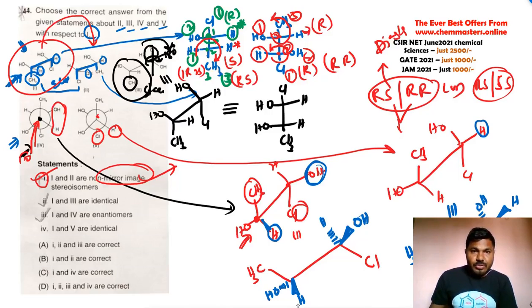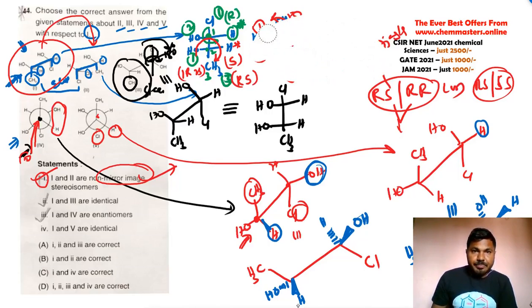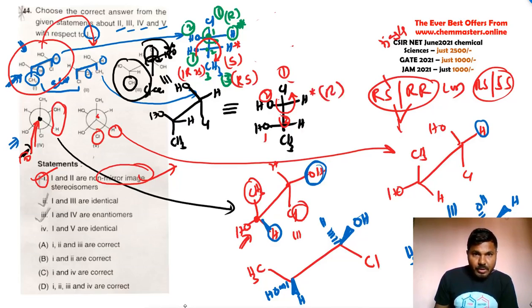Now just look at the third one, and give the same notation. 1, 2, 3 here is anti-clockwise, and that's why we are going to give our notation for it. Now 1, 2 and 3 is clockwise rotation, and it is S. You can see on the first carbon we have 1R, and on the second carbon it is 2S.